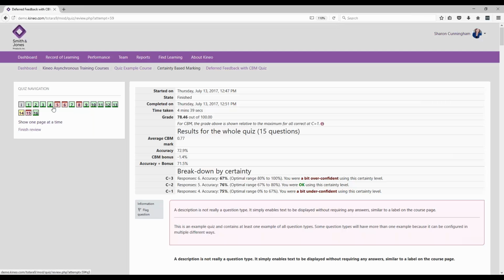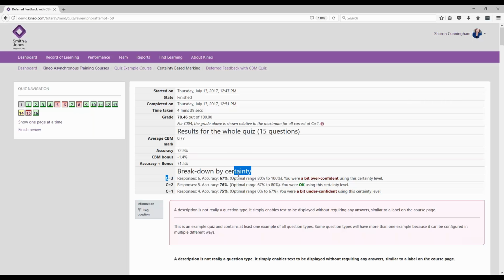We see here we have all of our different questions. She's able to see how many she got right, how many she got wrong, and how many she got partially correct. She's received a 78 out of 100. These are the results for her quiz, showing her accuracy, her CBM bonus, which is actually a negative, and accuracy plus her bonus, which is the 71.5.